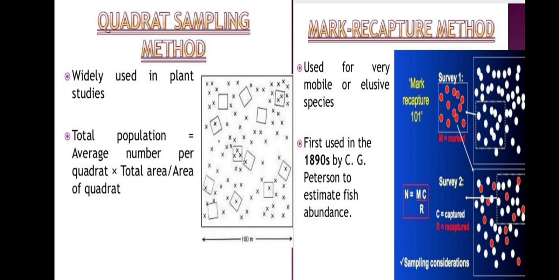First we see the quadrat sampling method. It is widely used in plant studies, and the total population equals the average number per quadrat times the total area divided by the area of a quadrat. Then the mark recapture method. It is used for very mobile or elusive species. First used in 1890 by C.G. Petersen to estimate fish abundance. In the first survey, it is a mark recapture, and in the second survey, it is a sampling consideration.